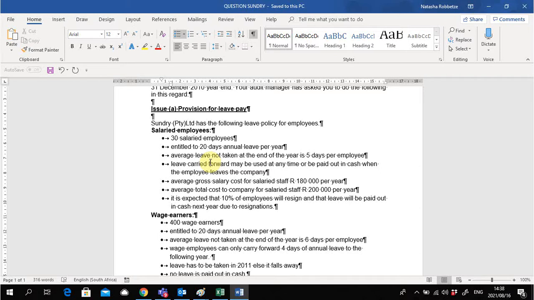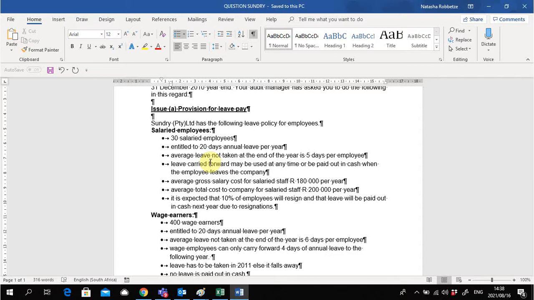So you can think about things such as sick leave. So the company needs to prepare to be able to pay you a number of days sick leave should you become ill. However, it will not show on your gross salary payment because you're not necessarily ill, right? So cost to company also includes amounts that are not necessarily realized but should be planned for. Then it is expected that 10% of employees will resign and that the leave will be paid out in cash next year due to resignations. So you're either carrying your days or they are paid out in cash.